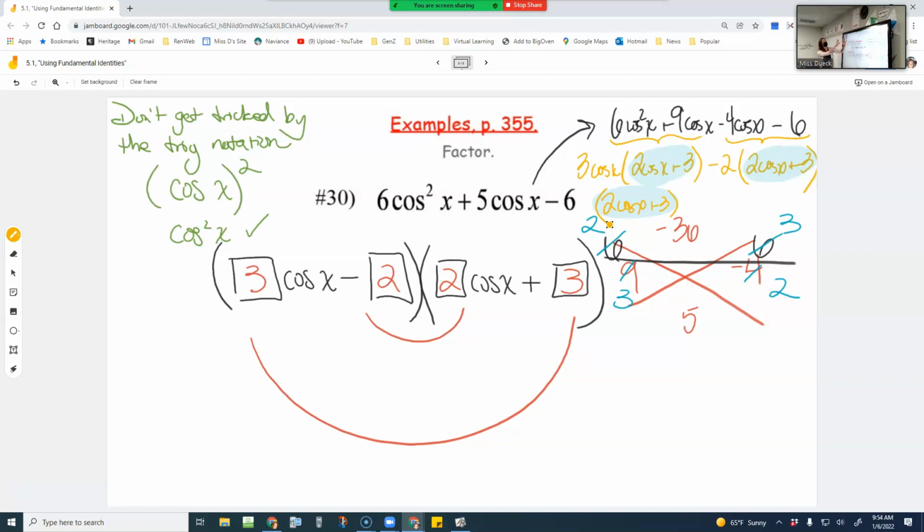2 cosine x plus 3. I'm pulling that away, and when I divide it away, all that's left in the first term is that guy. All that's left in the second term is that guy. Grouping works too. Let me pause and add any clarification that's needed.